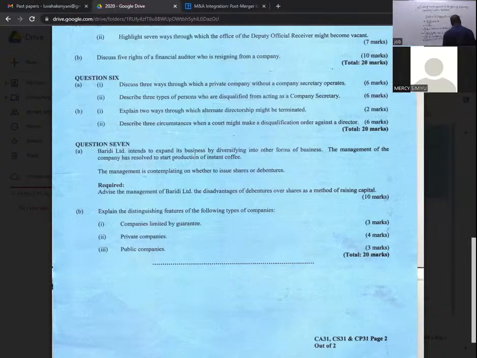So we're talking about sole proprietor, partnership, and cooperative societies. So that particular question is from types of companies.